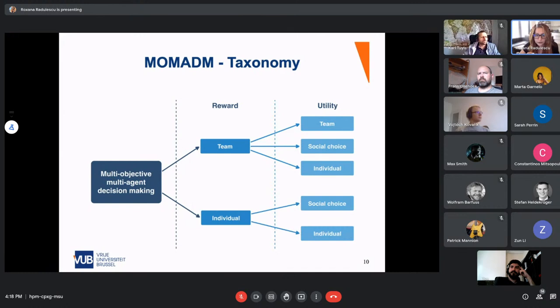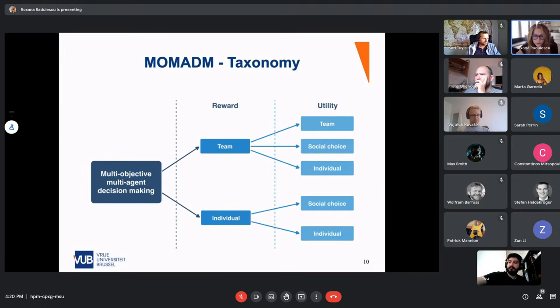So we distinguish between two types of reward functions: a team reward, in which each agent receives the same value or return vector, or an individual reward setting in which each agent receives a different value or return vector. Furthermore, we make a distinction between three types of utility, more or less orthogonal to the types of reward. So we have team utility, where all agents serve the same interest. For example, when they all work for the same company or are on the same football team. They have social choice, when we are interested in optimizing the overall social welfare across all agents. And finally, we also have the individual utility, when each agent just serves a different agenda and optimizes with respect to that.